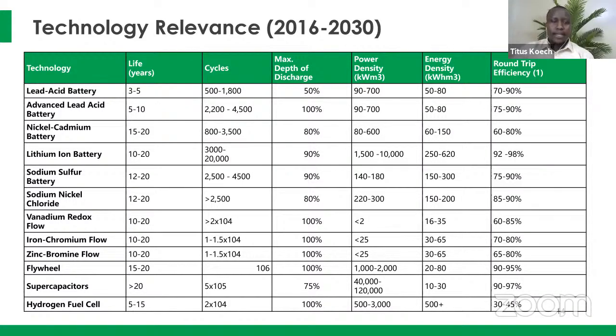So again, this is still part of the technology relevance in terms of life cycle, the number of years that the batteries can last: for lead acid, from 3 to 5. For advanced lead acid, you can see the development up to 5 to 10, and also nickel cadmium and lithium-ion as well. You can see lithium-ion is quite competitive, at 10 to 20. For supercapacitors it is more than 20, but as I said, the disadvantage is, of course, the cost. You can also look at different depths of discharge, from 50%, 80%, to 100% for different technologies as well.